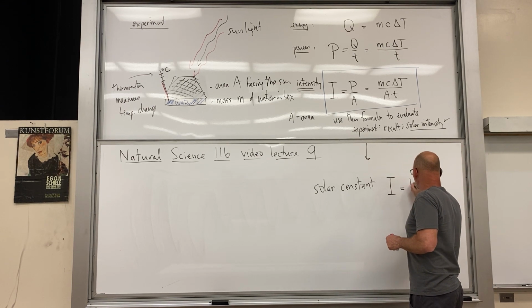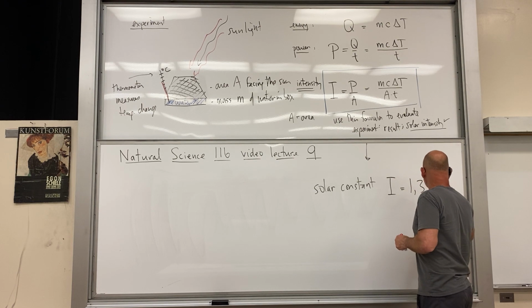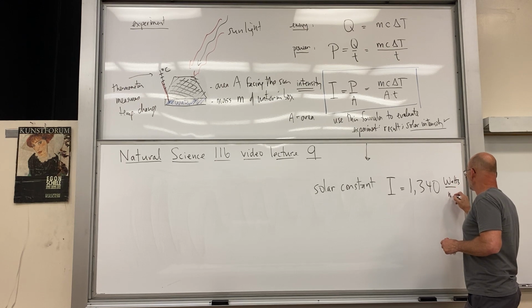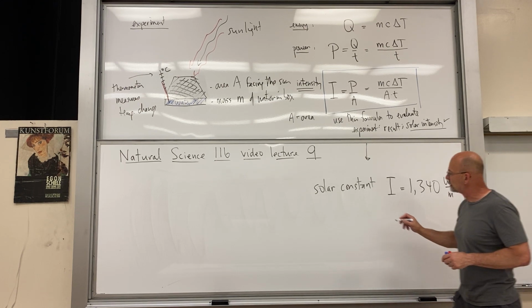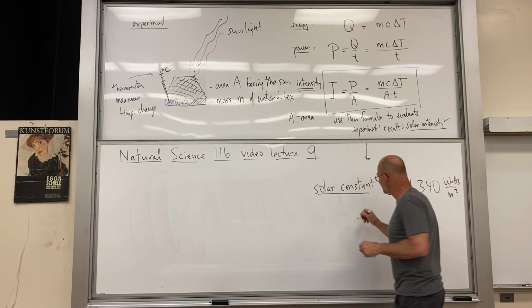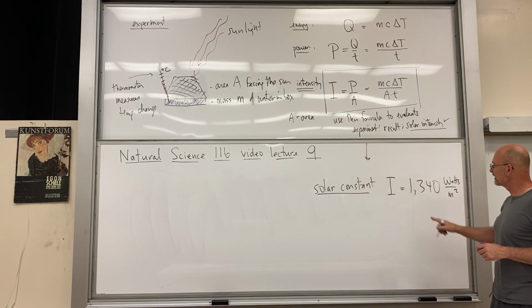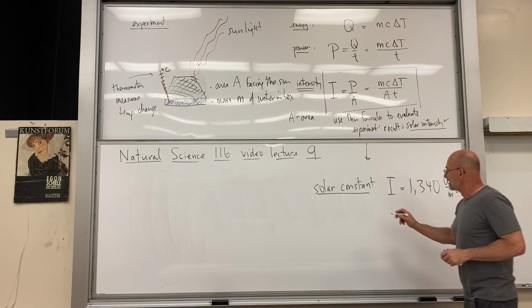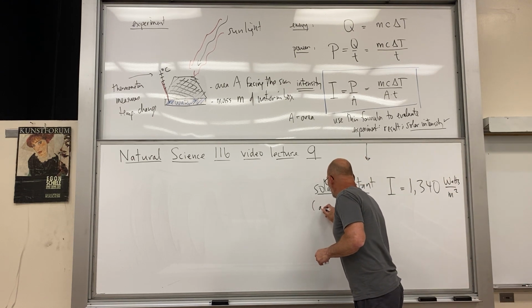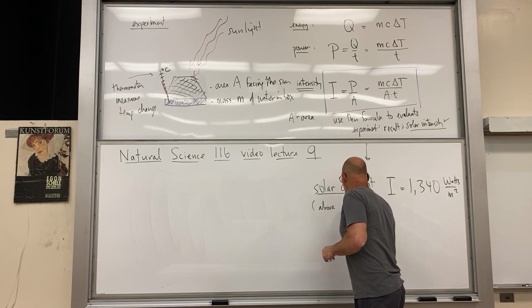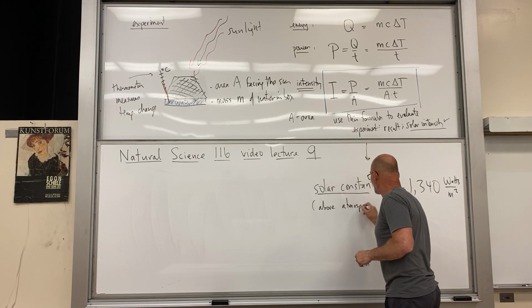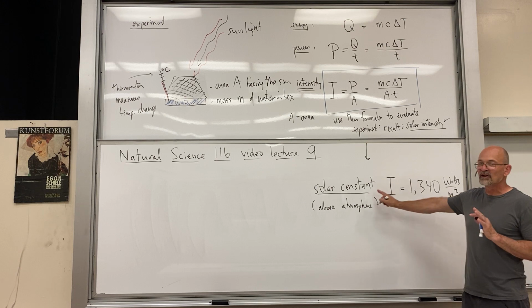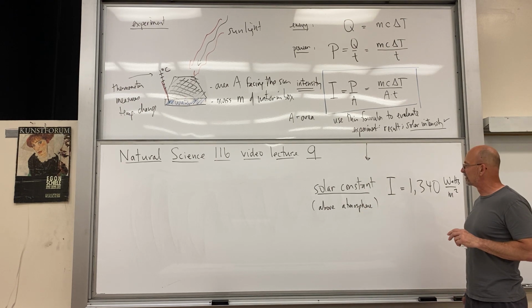I is equal to 1,340 watts per square meter. So this is what's referred to as the solar constant. This number, this amount of power per area. And I'll write here, this is above Earth's atmosphere. So we're not going to get this number in our backyard experiment by any means.